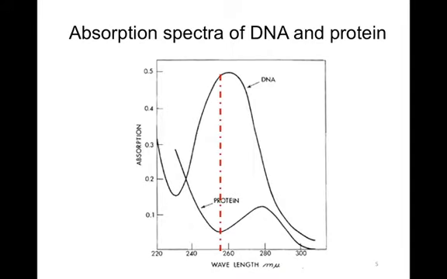Let's talk now about the mechanism of damage. What we have here is the absorption spectrum, or I should say an average absorption spectrum, of DNA and of a complex protein that contains all the different types of amino acids. Only some actually are chromophores, so it contains all of those.